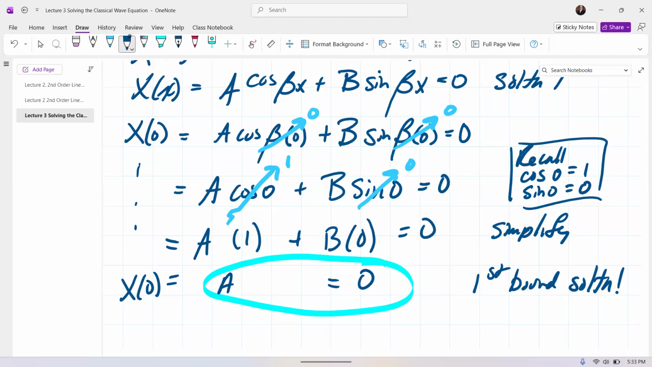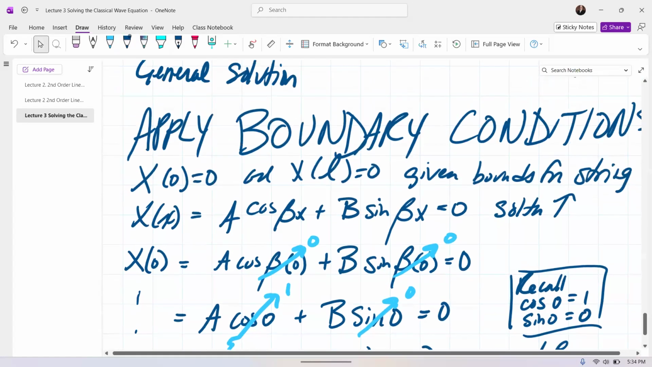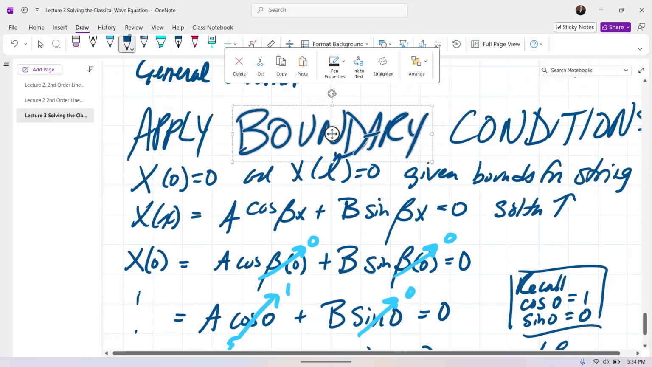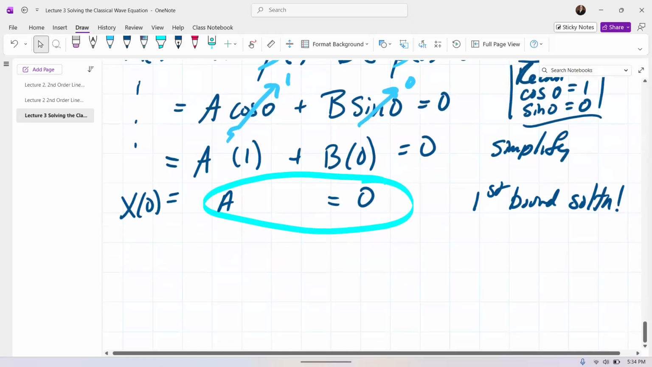Okay, great. Now we have two boundaries though. So remember, let's just take a look back up here. The other boundary was x of L equals 0. So now we're going to need to go ahead and solve that one. So now we solve for the second bound.